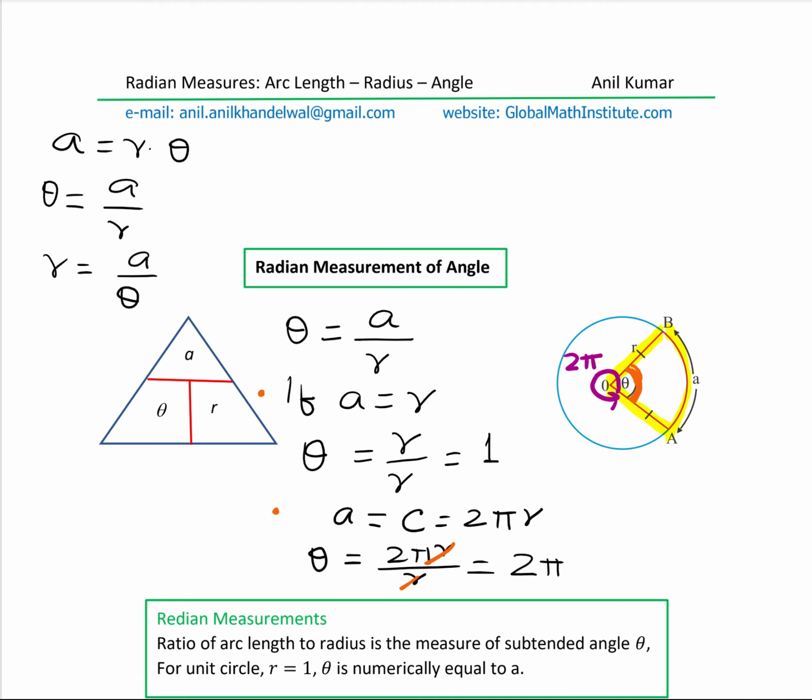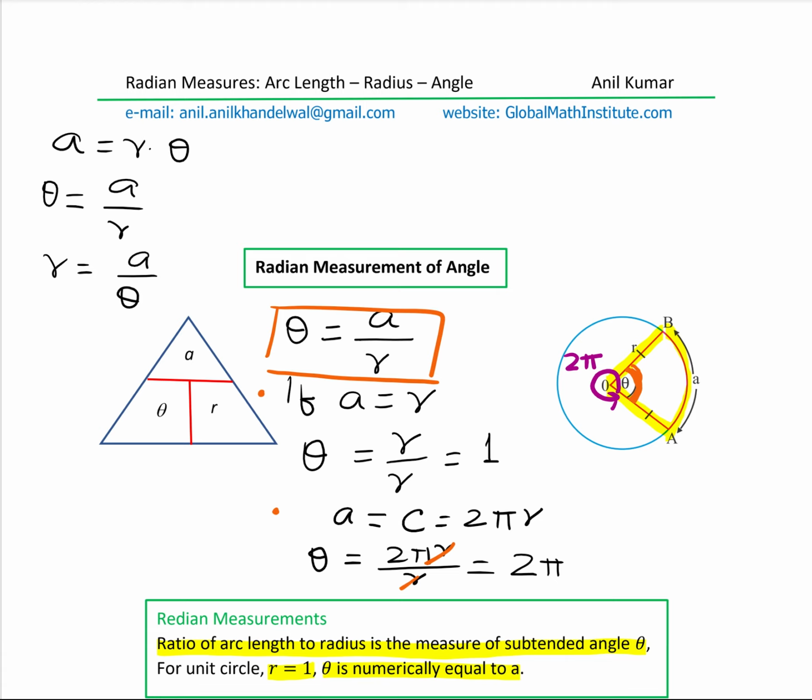So ratio of arc length to radius is theta, correct? So I hope this part is absolutely clear. And for r equals to 1, theta is numerically equal to A. If A is 1, theta is 1. If A is 2, theta will be 2, right? So that is how they are related.